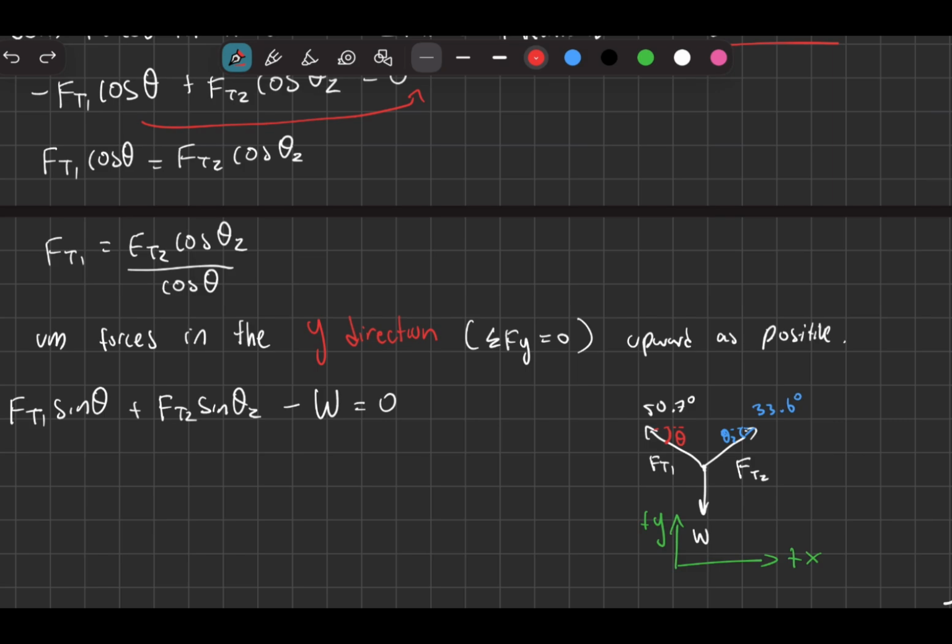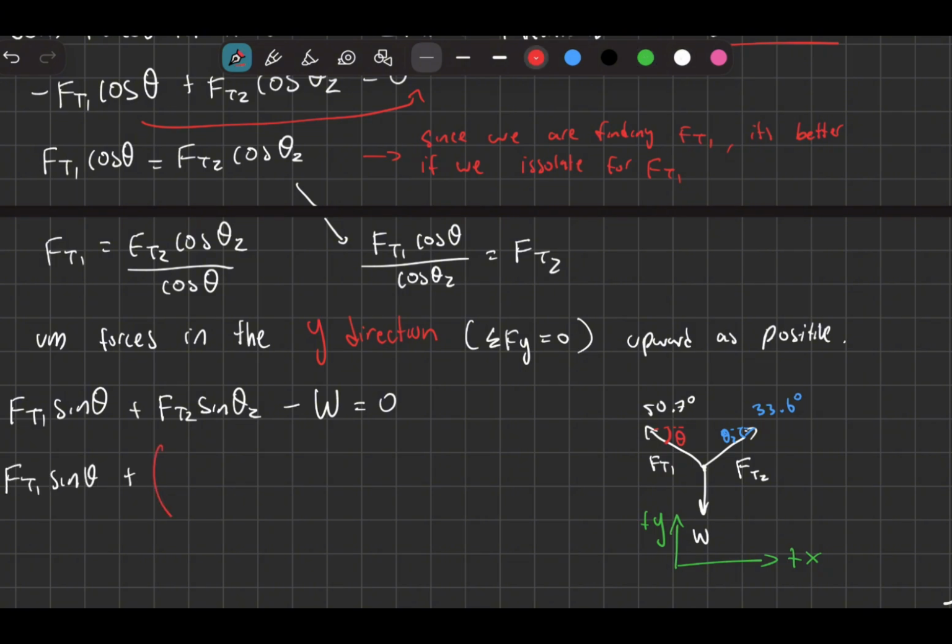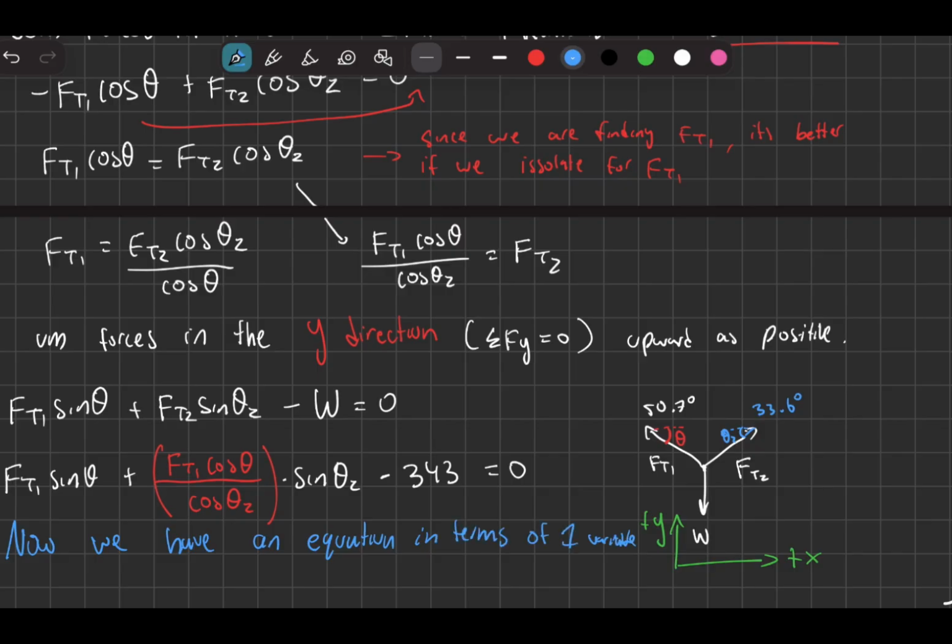Now, rethinking about what the question is asking, to find FT1, it's better if we isolate for FT2. Therefore, we can plug in FT2 in terms of FT1 into our equation and get the entire final equation in terms of FT1, so that we don't have to do even further calculations and deal with more equations after that. So now when we see FT2, we plug in our equation so that we can get them in terms of FT1. Now that we finally have it in terms of FT1, we can plug in our numbers and work this out numerically.